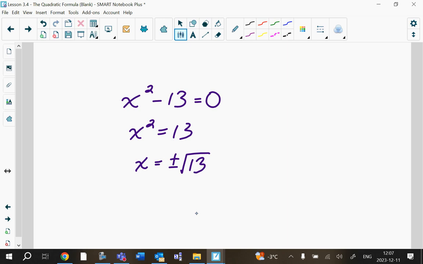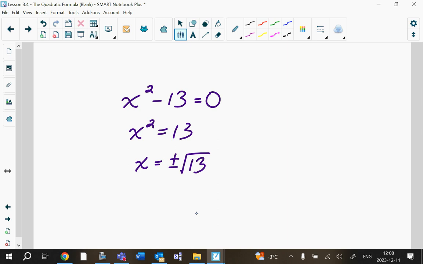I'm concerned that you guys are having difficulties recognizing this one. That's why I wrote them at the beginning. There's a difference between the two. One has an x squared term and a number. That's the one where we use the positive negative square root. If it's got three terms, x squared, x, and a number, that's when we use factoring or the quadratic formula.